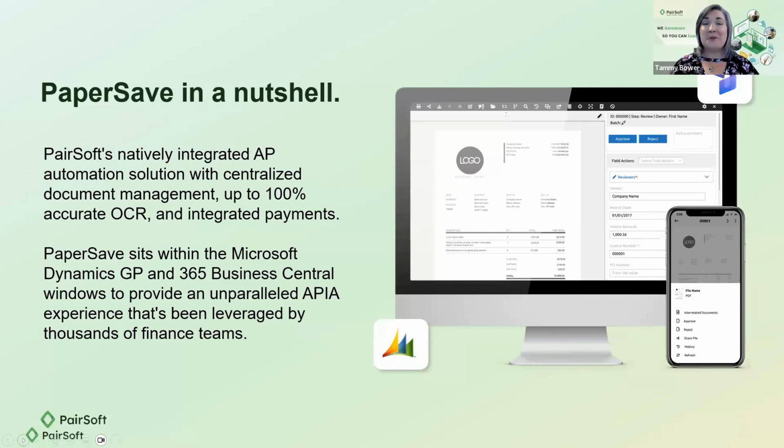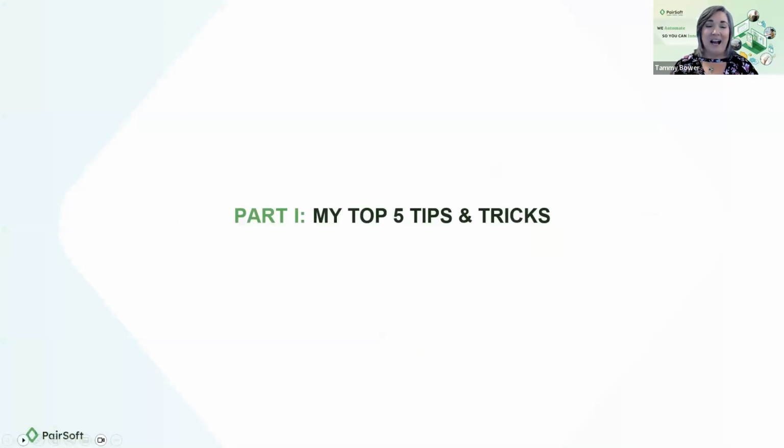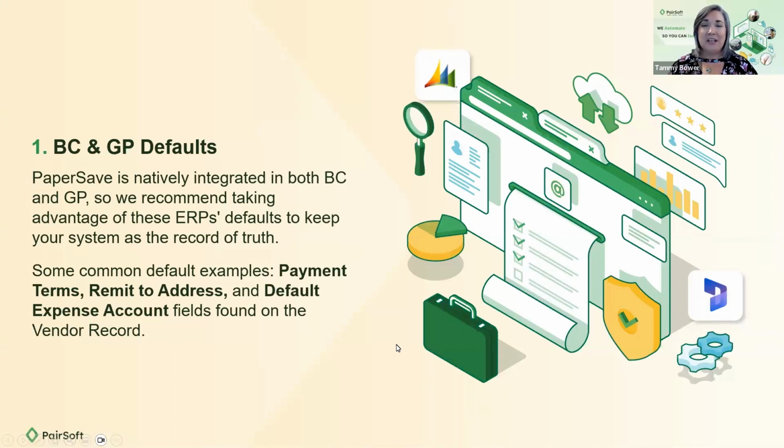All right, so we're going to get into the top 5 tips and tricks that I think PaperSave offers you. We have that deep integration from inside of BC or GP. You're going to be able to navigate and get to documents and all of that good stuff. But also, when you're using PaperSave's automation tool, we're leveraging a lot of the defaults that are already set up inside of your accounting system.